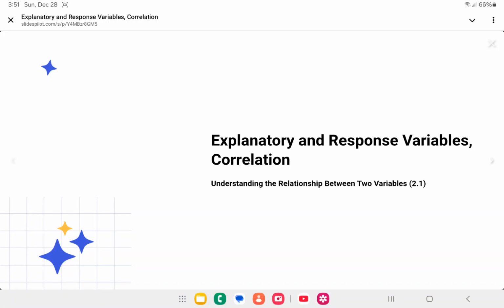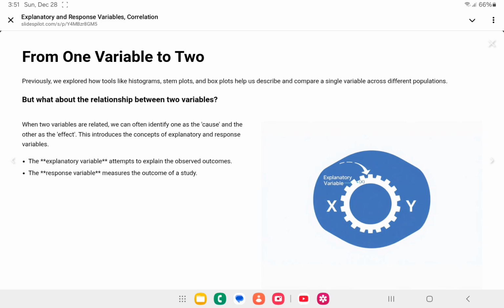In this video, we will be looking at explanatory variables, response variables, and correlation. In the first video set, we talked about how we can use histograms, stem plots, and box plots to describe one variable, and we also used back-to-back stem plots and side-by-side box plots to help us compare two different populations with respect to the same variable. These were good for describing one variable, but what about two variables?